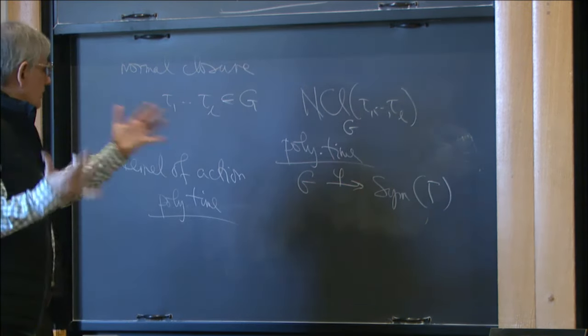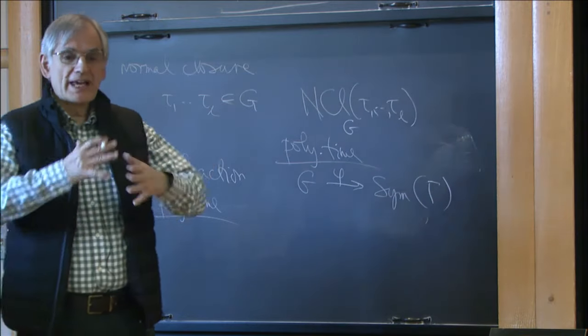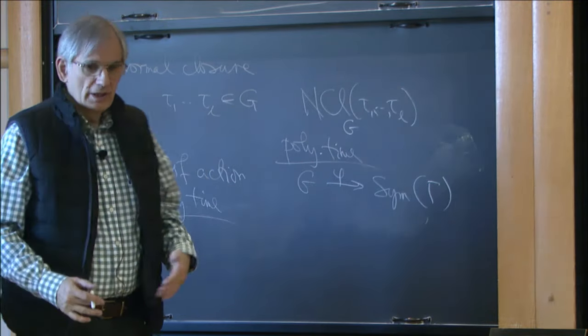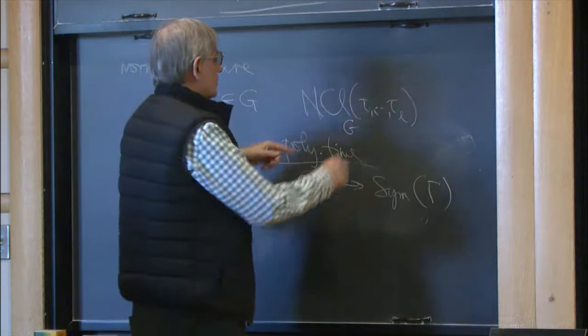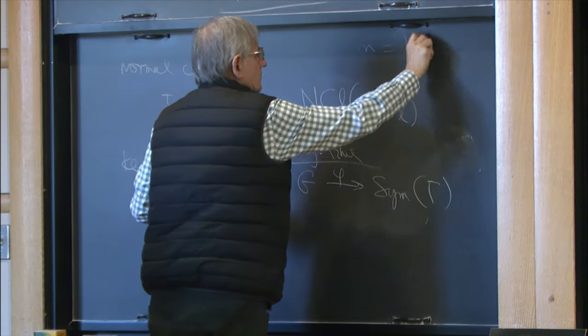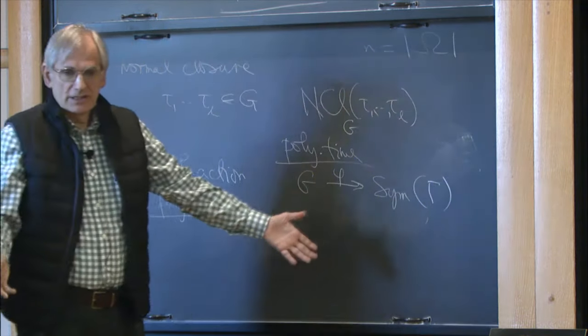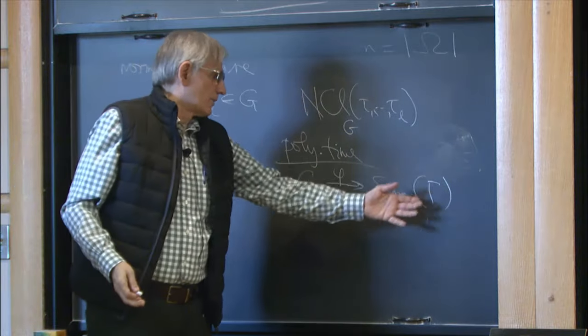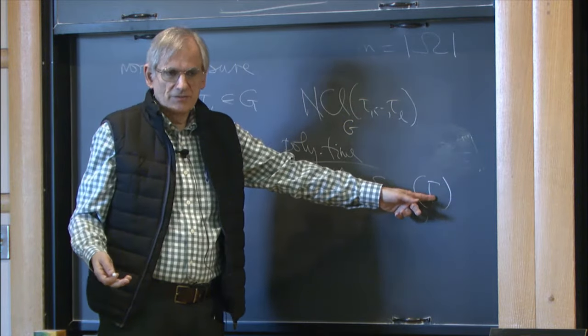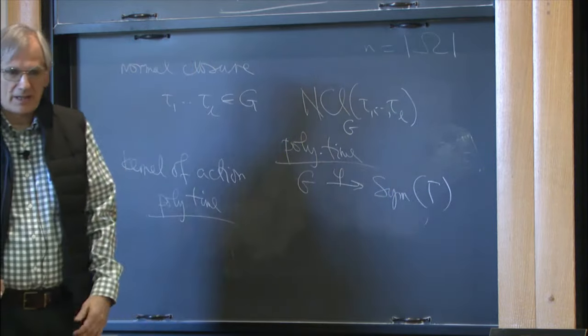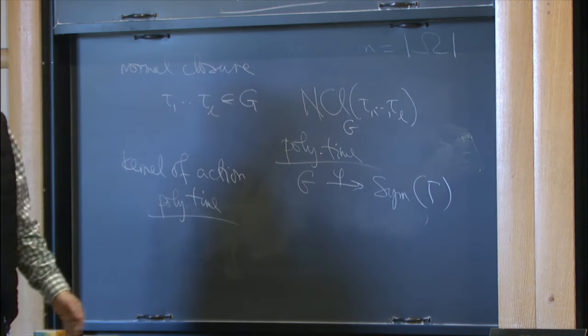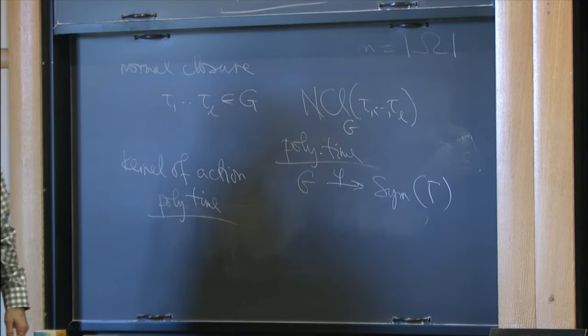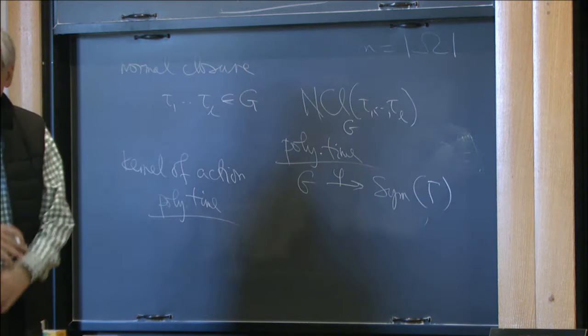Okay, so polynomial time always refers to the length of the input. The length of the input is a combination of the number n, which is the size of omega, and how many generators I am given, which here would also be the size of gamma. And that's it. I'm sorry, to construct such a field, what about checking whether this is a homomorphism? That's also polynomial time. Yes.